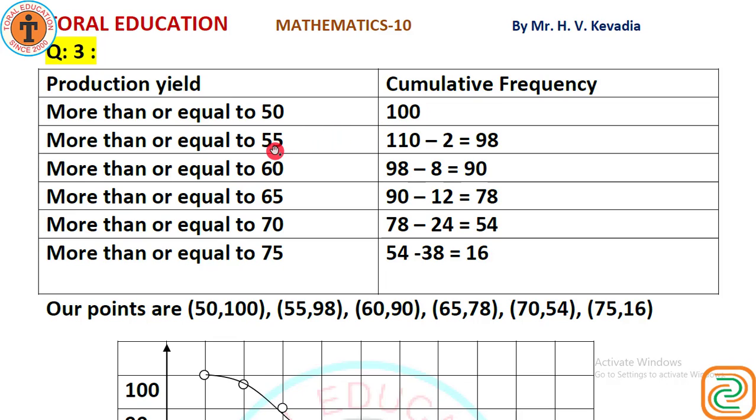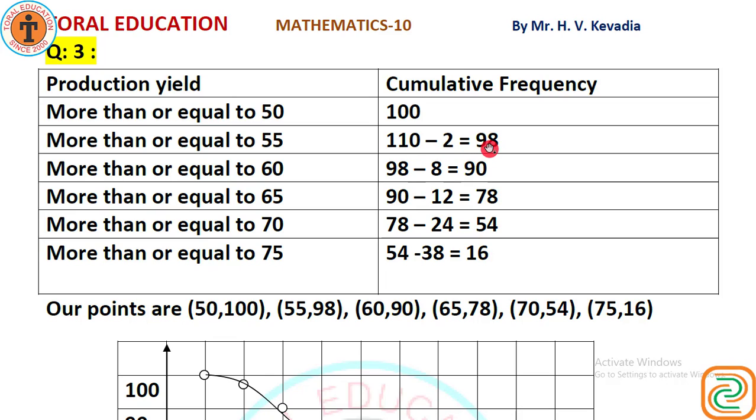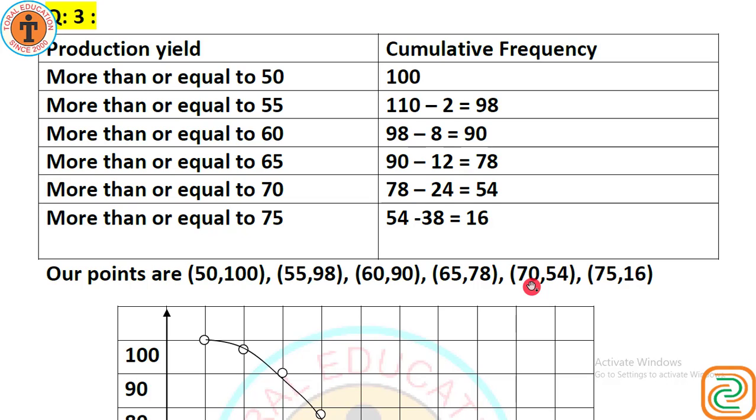Now for more than 55, we will have to subtract the frequency of the first class, that is 2. Here it will be 100, not 110. Take it 100. 100 minus 2 is 98. Again 98 minus 8, another frequency, is 90. 90 minus 12 is 78. Here take the lower limit. 78 minus 24 is 54. And 54 minus 38 is 16. 16 is the last one.